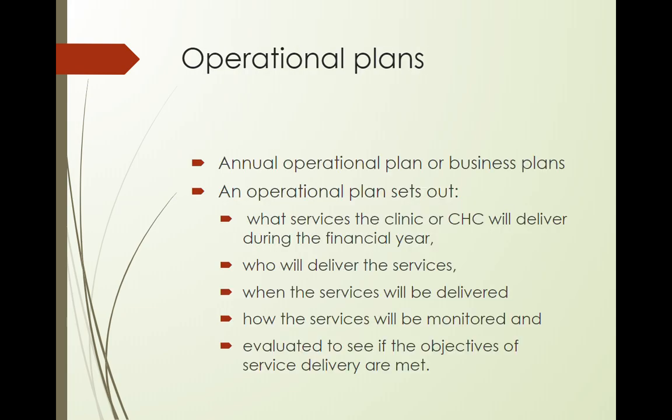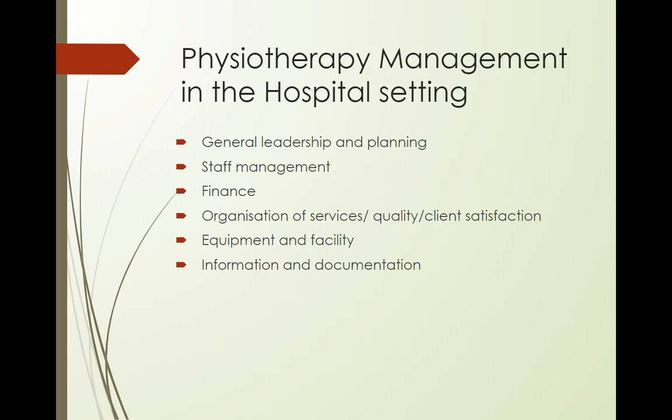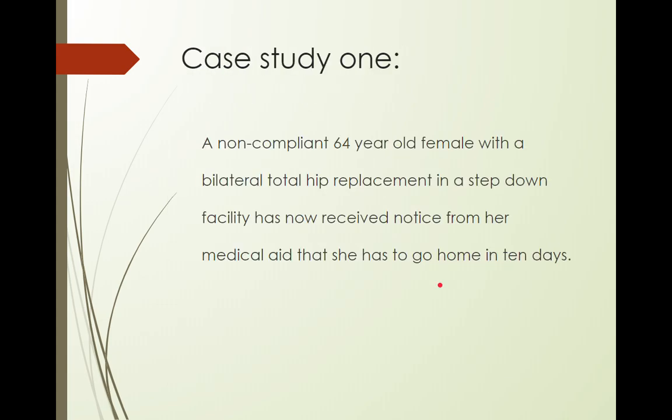So in your operation plans, you have something called an annual operation plan or a business plan. And your operation plan sets out the service you're offering at the clinic or the CHC, who will deliver these services, when the services will be delivered, and how the services will be monitored and evaluated to see if they meet the objectives. So in the physiotherapy management of the hospital setting, you need great leadership and planning, staff management, finance, organization of service, so quality and client satisfaction, the equipment and facility, and also information and the documentation. So what about patient management?